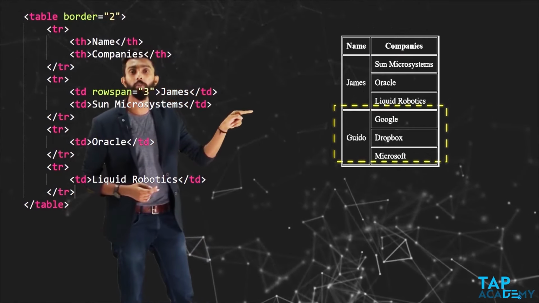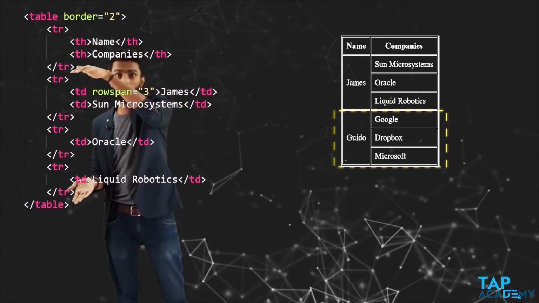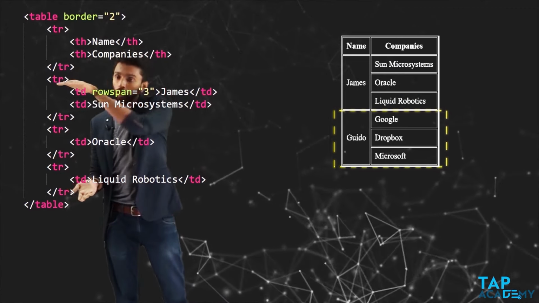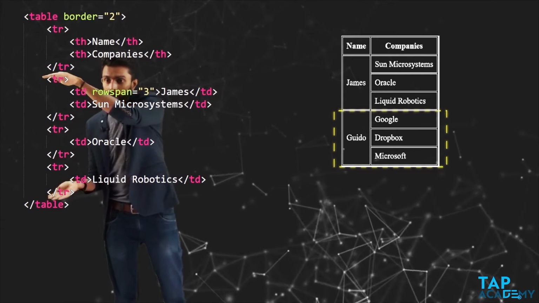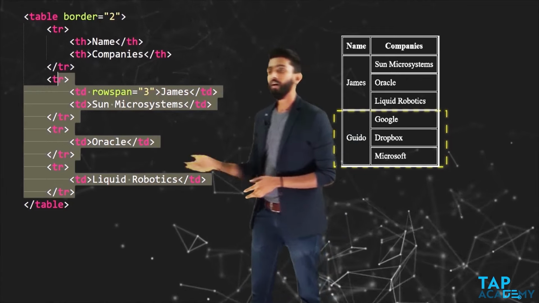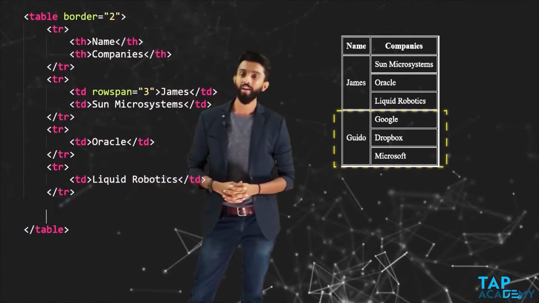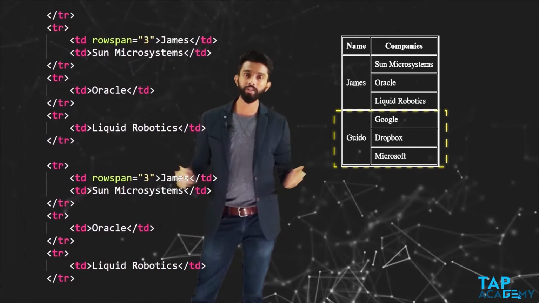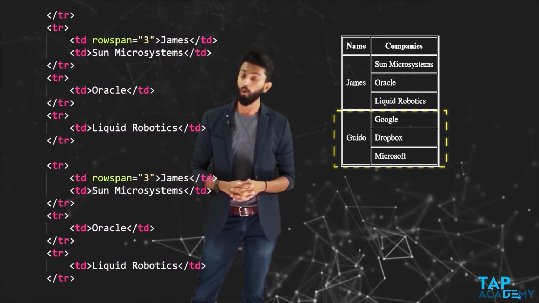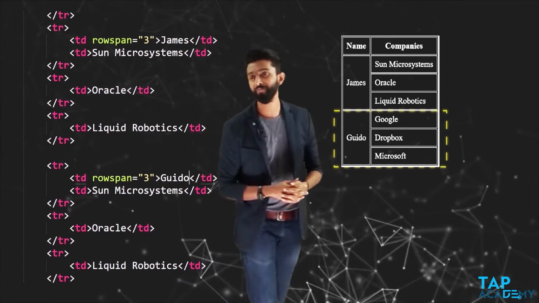Same thing should be repeated for Guido as well. Which means the code structure remains the same. Why to type it all again? From this TR to this TR, I will just copy it. I'll just copy it. And I'm going to paste it again. Right? All you have to do is make the necessary changes. First of all, what should the name be? Name should not be James, it should be Guido. I'll change it to Guido.